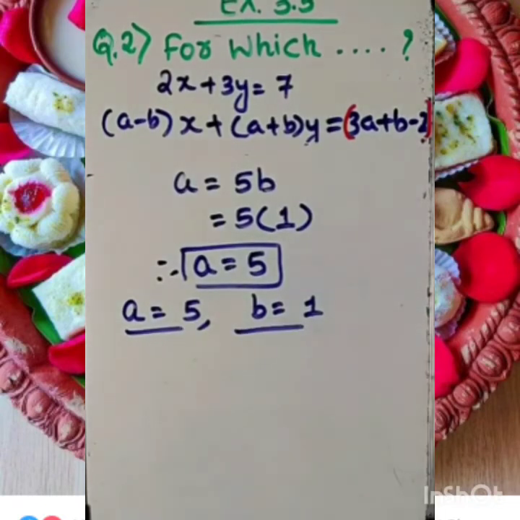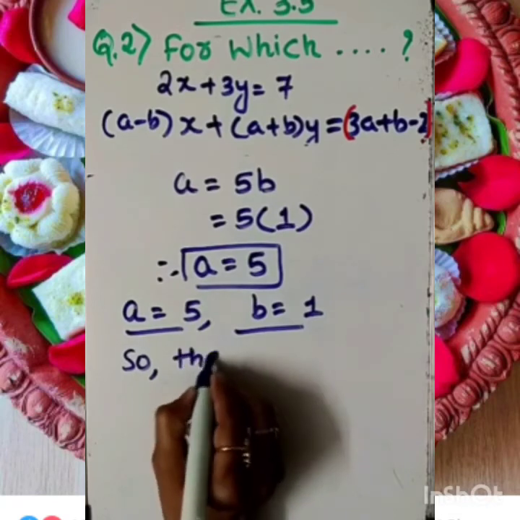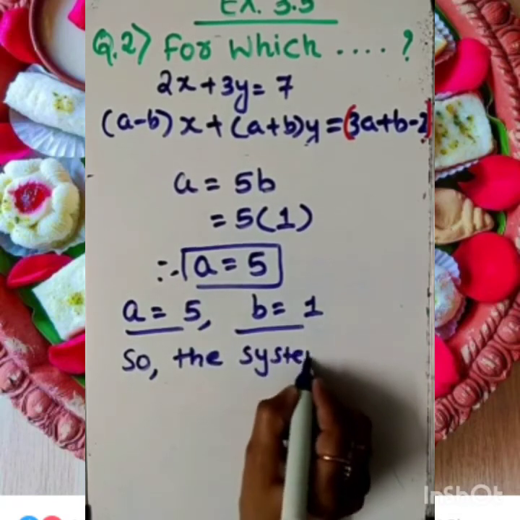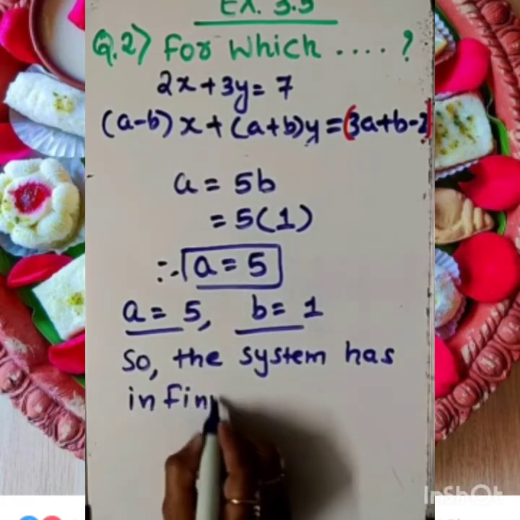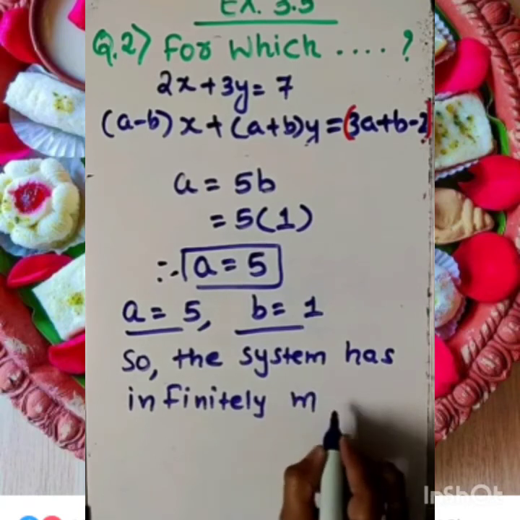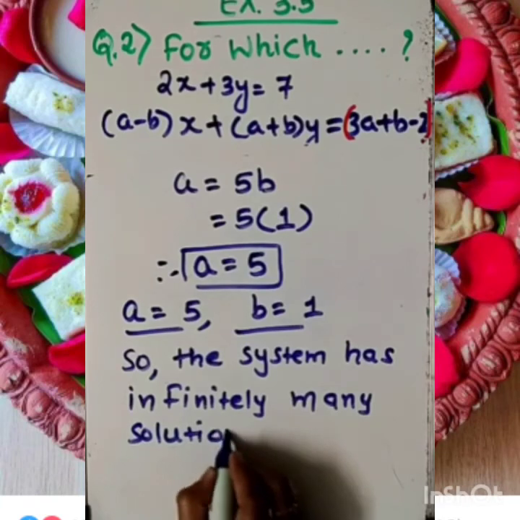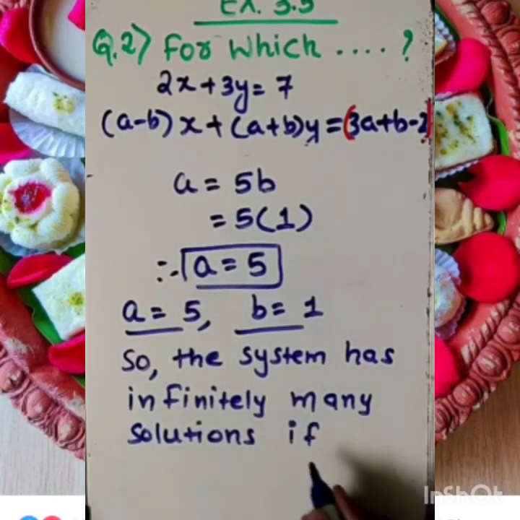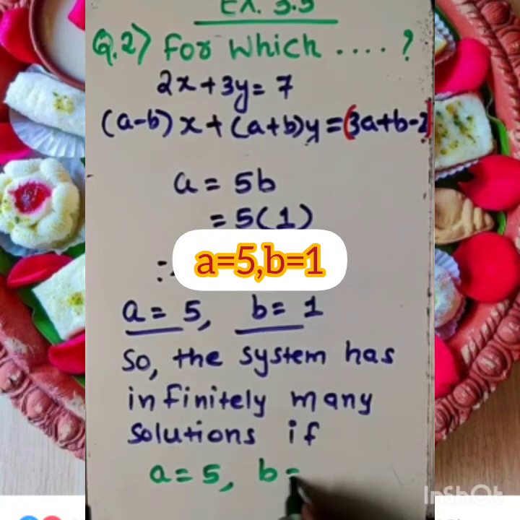Fine. But what are they asking us to find? Yes. The system has infinitely many solutions, we need to write. Infinitely many solutions. This we are already given in the question. Infinitely many solutions, under which condition? If the value of a equal to 5 and value of b equal to 5.